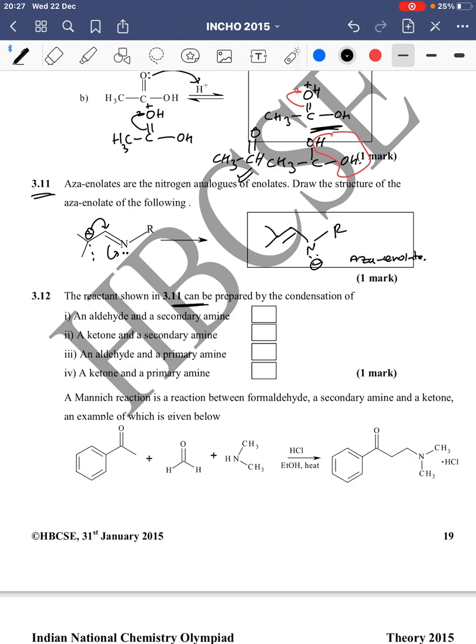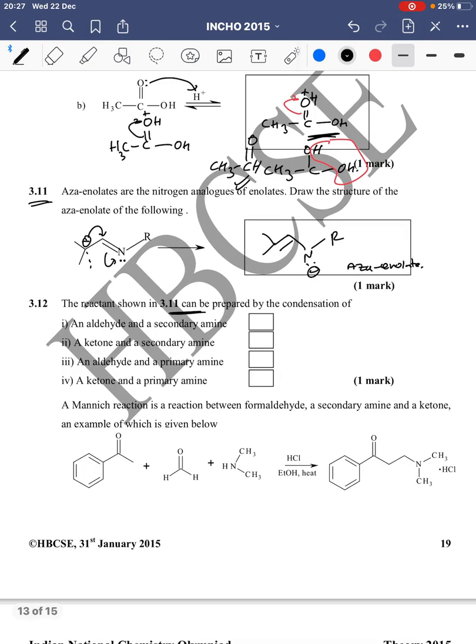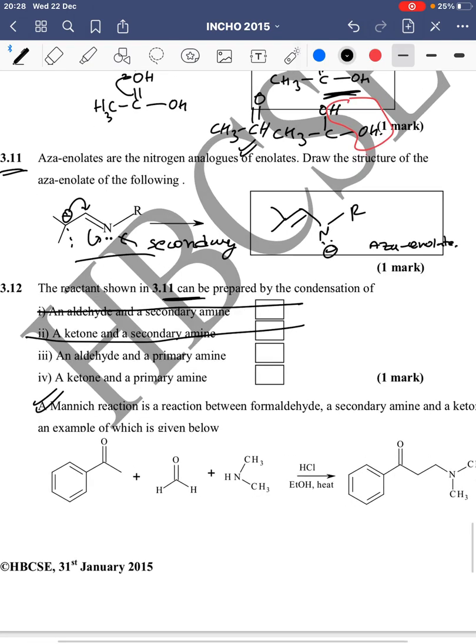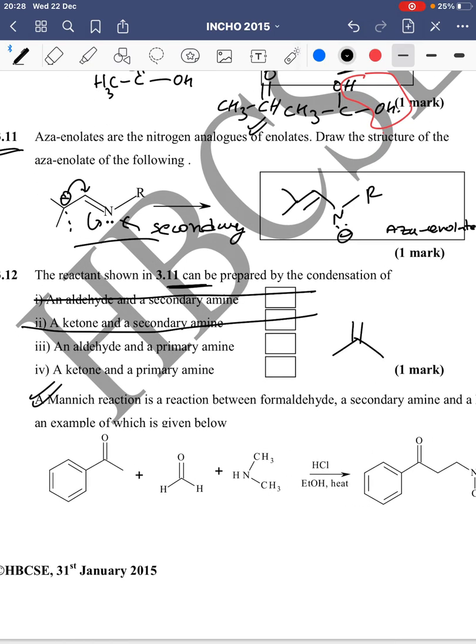Let's move to the next problem. The reactant shown in 3.11 can be prepared by the condensation. Okay, this is the molecule, so we need to prepare this by the condensation. Here we have the secondary amine. If we have a secondary amine in the reactant, it will form a tertiary amine. So these two options get eliminated and we need to check from these two.